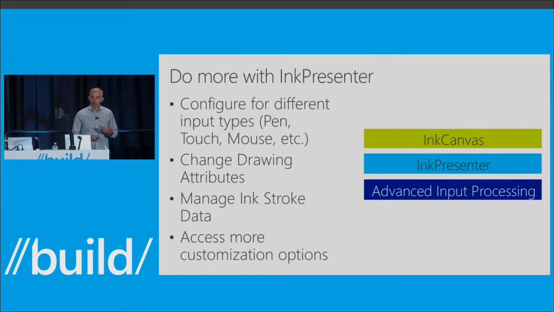Or you may want to allow your users to change the ink color or thickness. Each ink canvas instance has an ink presenter associated with it. Ink Presenter allows you to change the default configuration. It also allows you to get at the ink stroke data and persist it for later use. There are a lot more advanced customization options possible that give you the flexibility and power. We won't have time to cover this in this talk, but there is a follow-on talk at 5 p.m. that goes into a lot more details on harnessing the full power of digital inking with DirectInk.